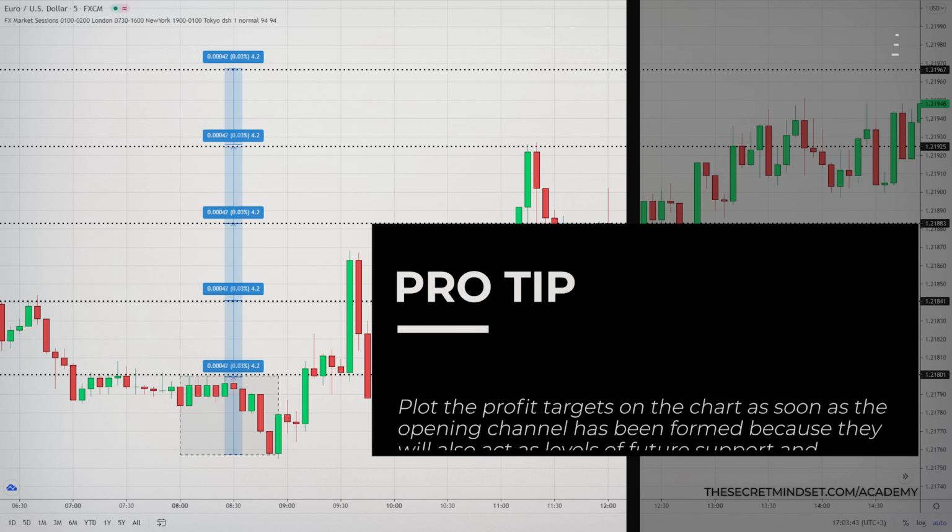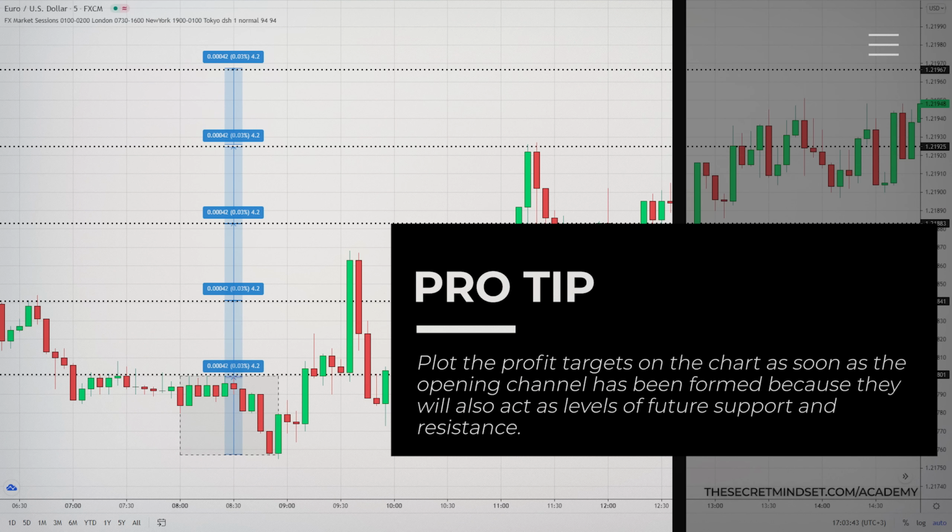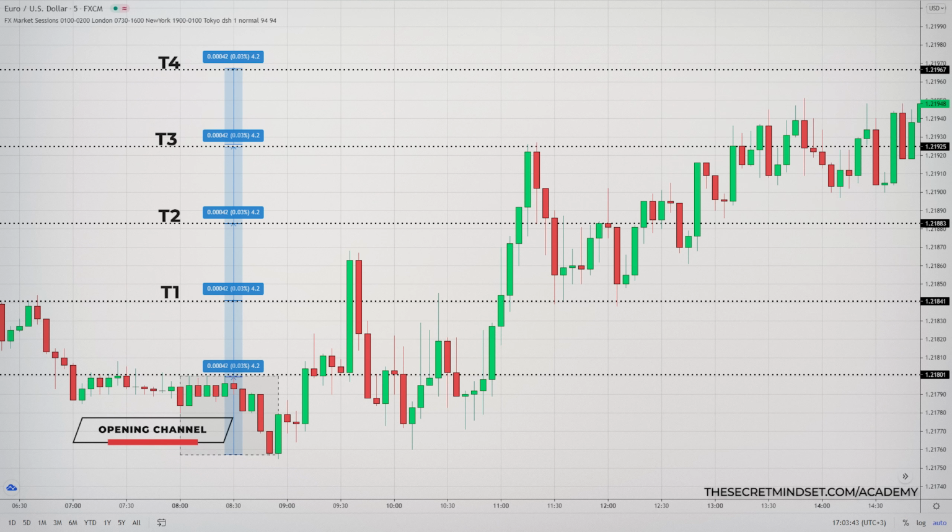Now that you know the right ways to determine the take profit levels, it's important to mention that you will have to plot them immediately on the chart as soon as the opening channel has been formed. You should know that these price levels that you will add to the chart at the beginning of the session, in addition to being the ones on which we will place our take profits, will also be the levels of future support and resistance.